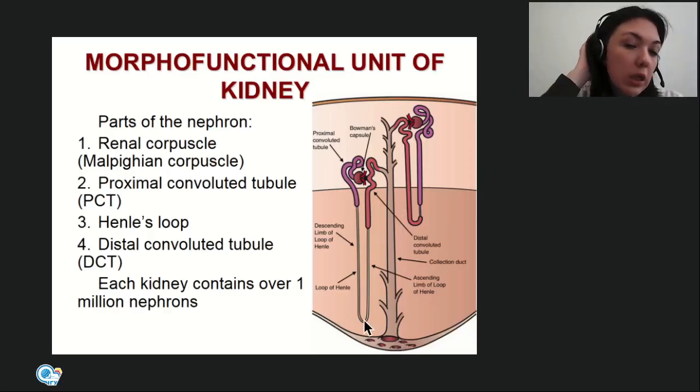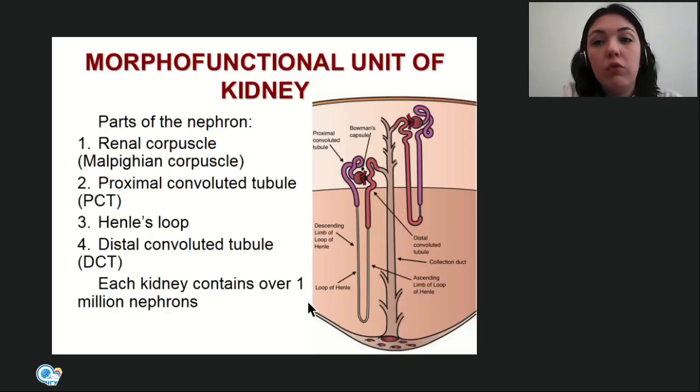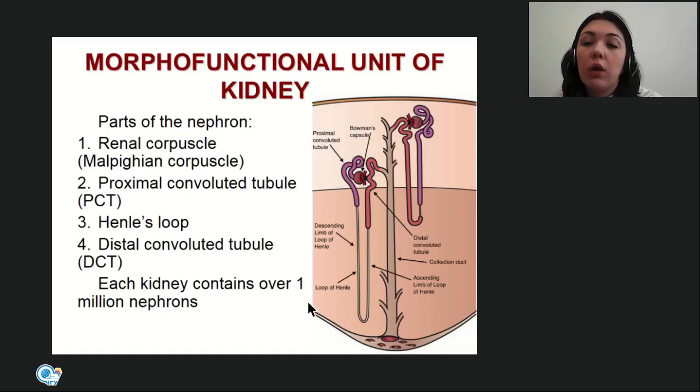So each kidney contains over 1 million nephrons. So there are 2 million nephrons in total. For a person to function well, 600,000 nephrons are quite enough. Yes, 600,000 nephrons is quite enough.